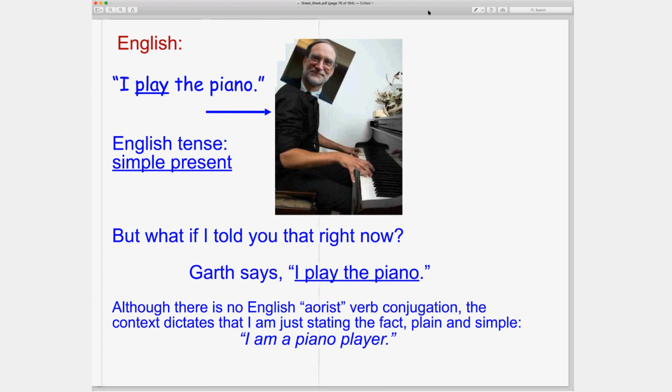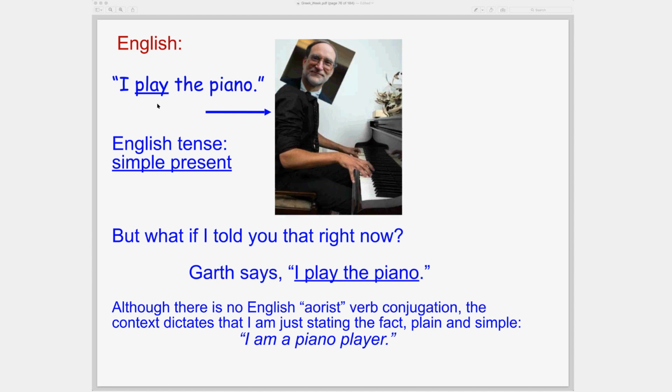Okay, so the example I like to use is: I play the piano. Now go back to your English conjugation chart and find out what play is. I won't go back there right now because I have to click the back arrow too many times. But according to the rules of English verb conjugation, play is present tense, specifically the simple present tense. Okay? Play. Simple present tense.